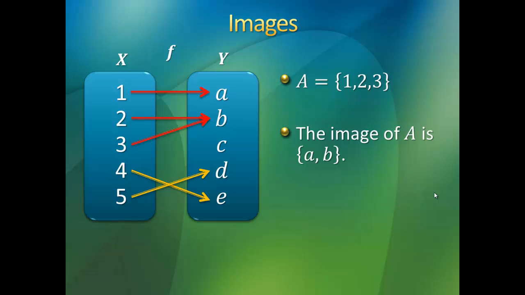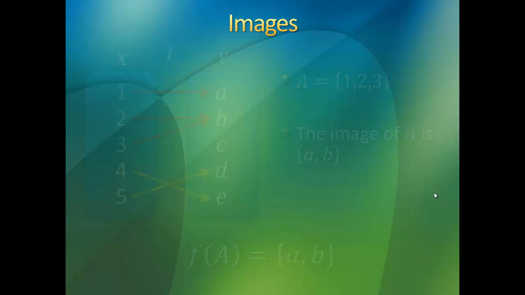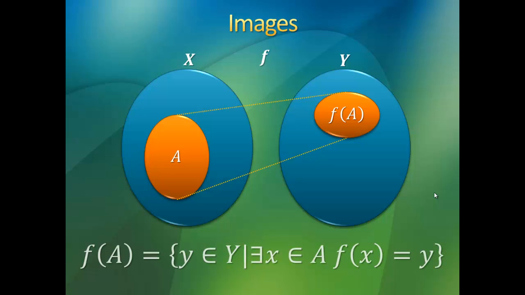We can reuse our function notation, or, as we might say in computer science, overload it, and say that f of A is that set {a, b}. In set builder notation, we can say that f of A is the set of all little y in Y for which there exists an x in A such that f of x equals little y.